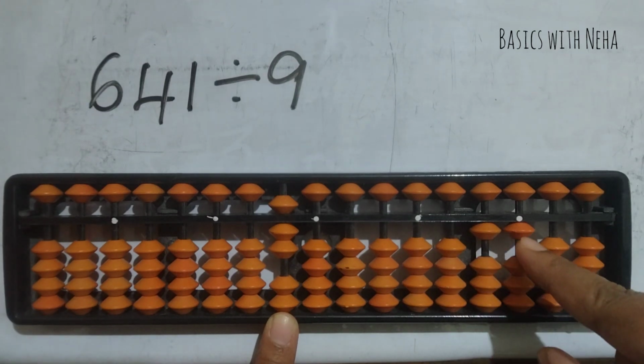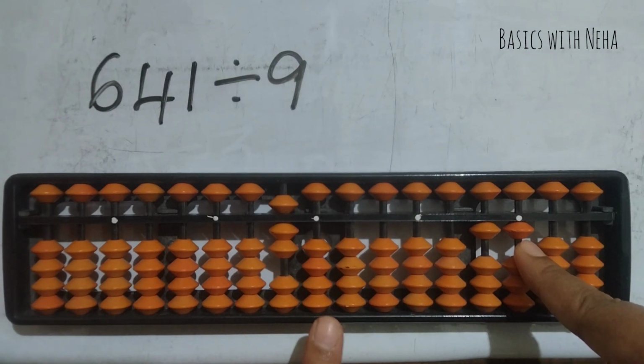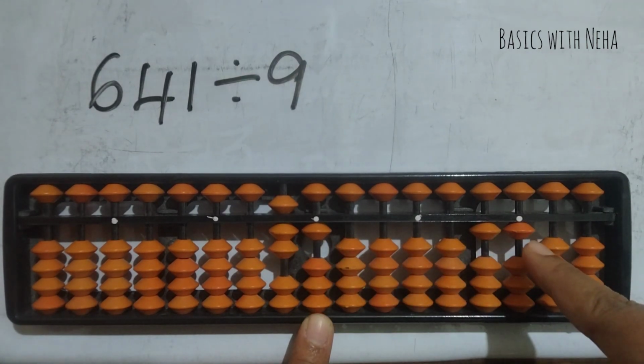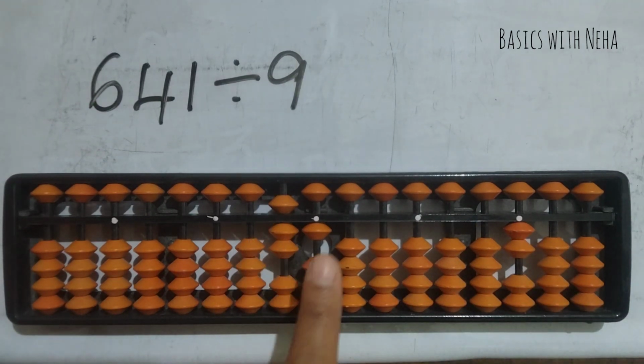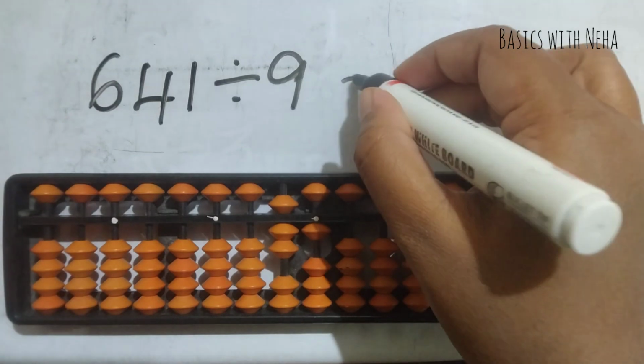Now it is 11. Again 11 I can take only 9 one time. I cannot take 9 2 times because 9 2 times is 18. Again my answer will be here. 9 one time is 9. I have to remove 9 from this, which is minus 10 plus 1. Then my answer will be 71 and 2.